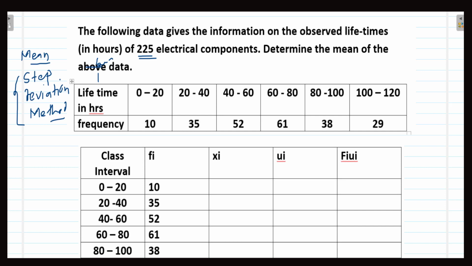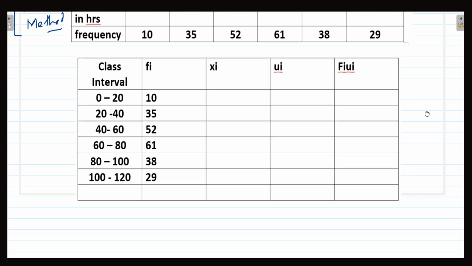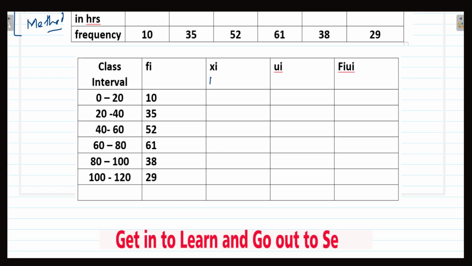So friends, to find by step deviation method, you will have to draw a table as shown in the figure. The first column will be of the class interval that is given to you. Second column will be the frequency that is also given to you. You will have to find xi. Xi means the mid value, then ui and fiui. So xi, you know what is xi? It is nothing but the mid value.